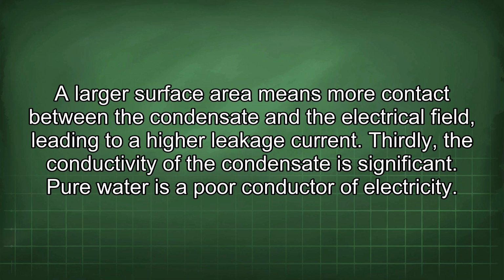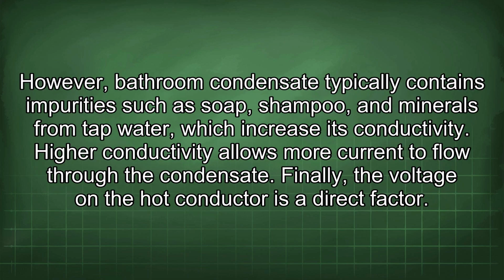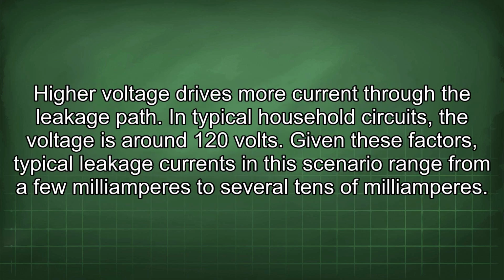Thirdly, the conductivity of the condensate is significant. Pure water is a poor conductor of electricity. However, bathroom condensate typically contains impurities such as soap, shampoo, and minerals from tap water, which increase its conductivity. Higher conductivity allows more current to flow through the condensate. Finally, the voltage on the hot conductor is a direct factor. Higher voltage drives more current through the leakage path. In typical household circuits, the voltage is around 120 volts. Given these factors, typical leakage currents in this scenario range from a few milliamperes to several tens of milliamperes.